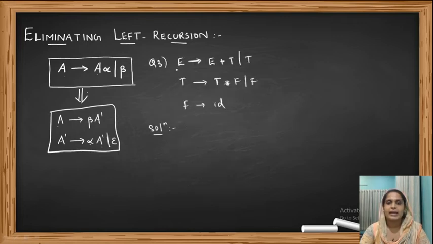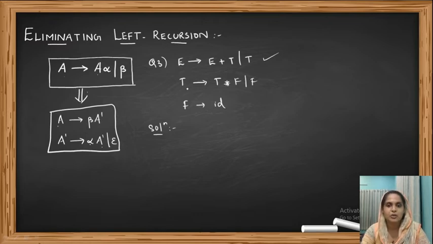Question 3. E produces E plus T bar T. T produces T star F bar F. And F produces ID. So this is our given grammar. Here we can see that the first production is left recursive because the left-hand side is capital E and in the right-hand side one term starts with capital E. That means the first production is left recursive. We have to eliminate left recursion from that production.